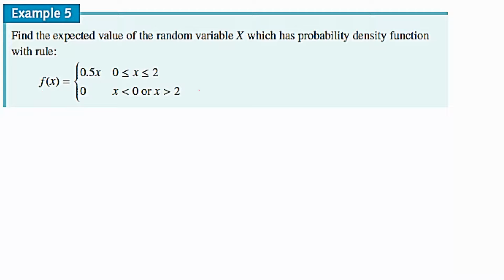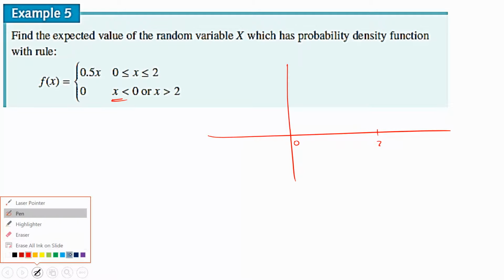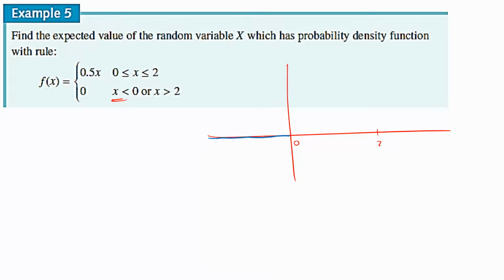F of x is a hybrid function. So I'm going to do this. It's got 0 to 2, so 0 to 2. And anything less than 0, it is 0. So when x is less than 0, I have a curve, which I'll color in blue, 0. This is my 0 line. Anything greater than 2, it's also 0. There you go. Now I just need a sketch between 0 and 2.